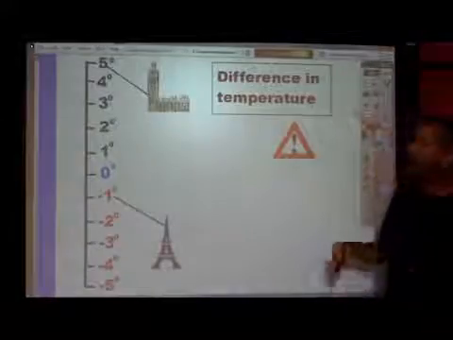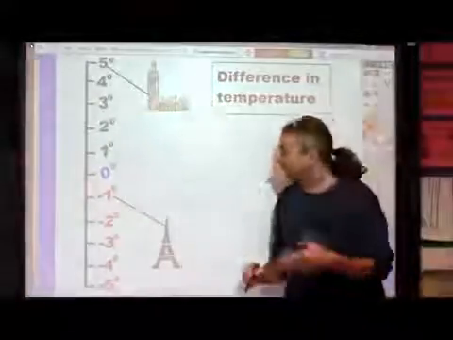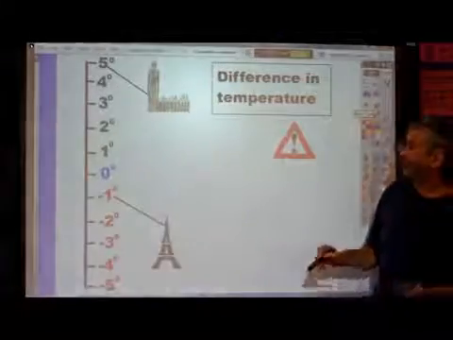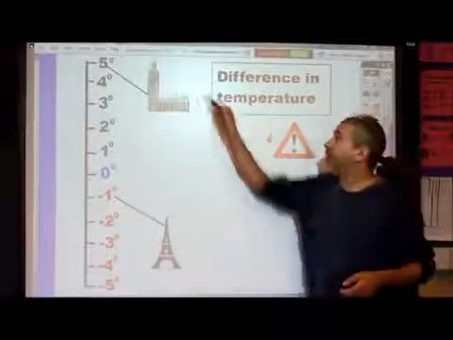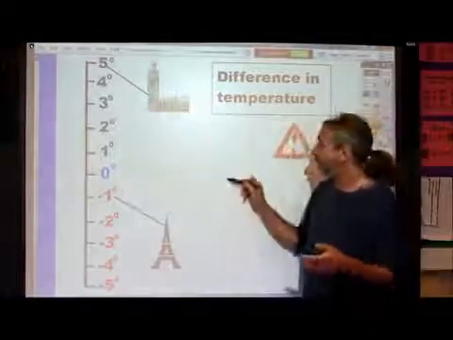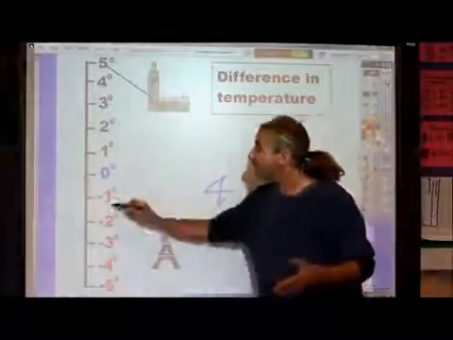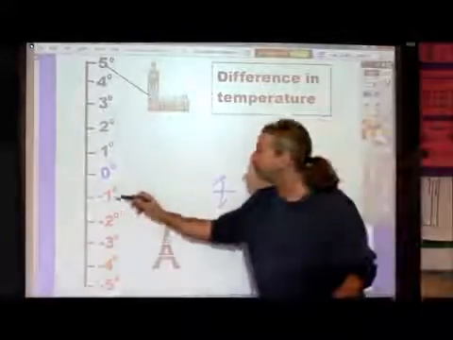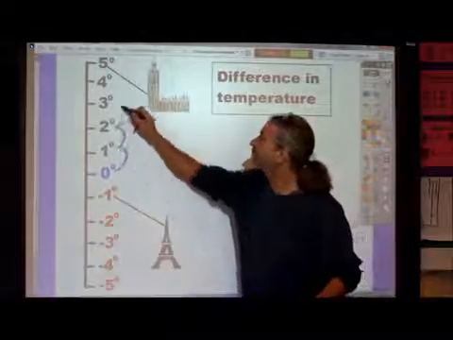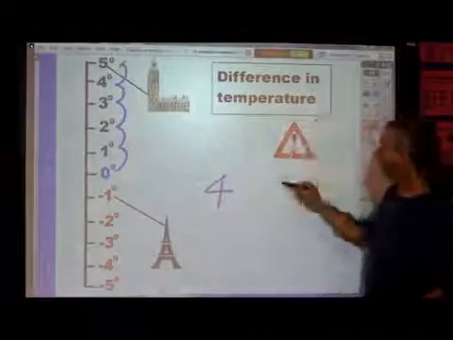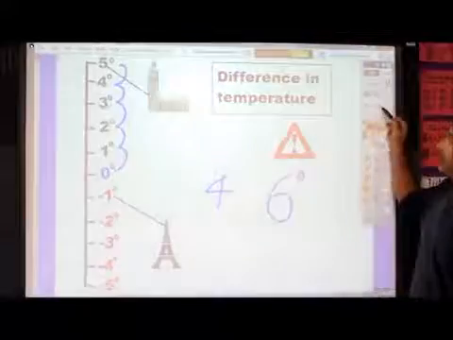Now, another one here, if it's 5 degrees in London and minus 1 degrees in Paris, some children might say that the difference between 5 and 1 is 4. That would be the wrong answer because it's not 5 and 1, it's 5 and negative 1. So we'd have to count the difference. 1, 2, 3, 4, 5, 6. The answer is 6 degrees.